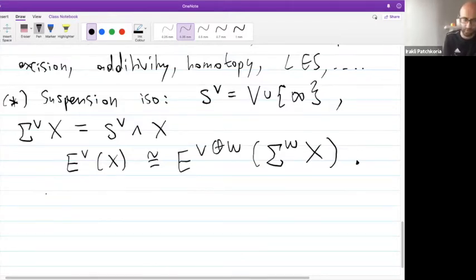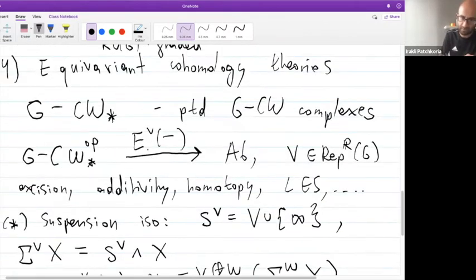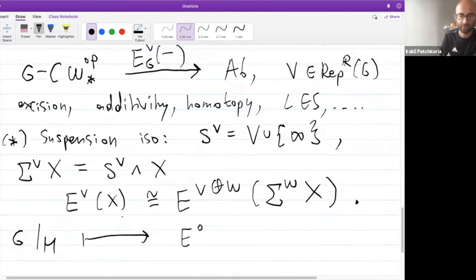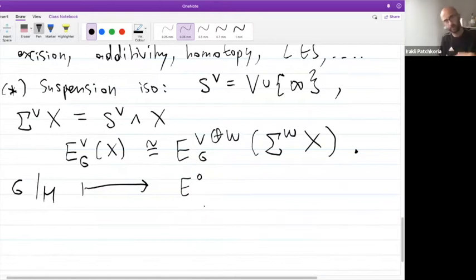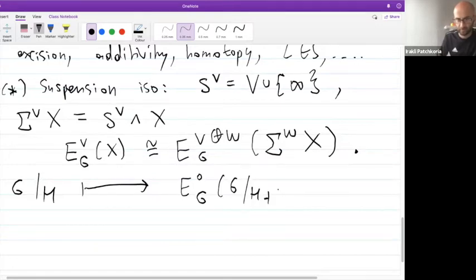Now, under these conditions, the correspondence G mod H goes to the zeroth cohomology. And maybe I want to denote this by G here, just to make a point that it's an equivariant cohomology theory, so you plug in G-spaces. This correspondence, the zeroth cohomology, for example, has a structure of Mackey functor. So this is again a Mackey functor.